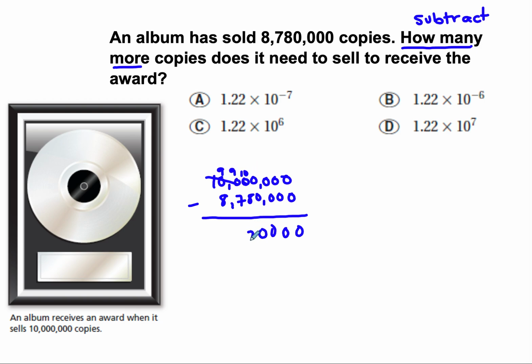10 minus 8 is 2. 9 minus 7 is 2. 9 minus 8 is 1. Okay, so now that I have all my numbers, now I'm going to change it into scientific notation. So my decimal will go in between my first two numbers, so 1.2. Then I count how many spaces I need to move. 1, 2, 3, 4, 5, 6. So I have 1.22 times 10 to the 6th power, which is C.